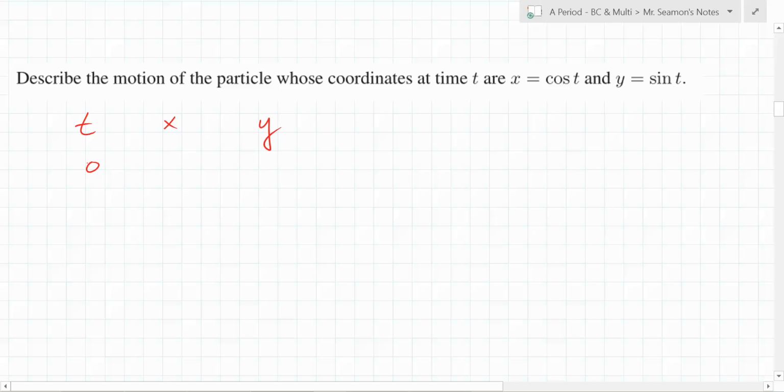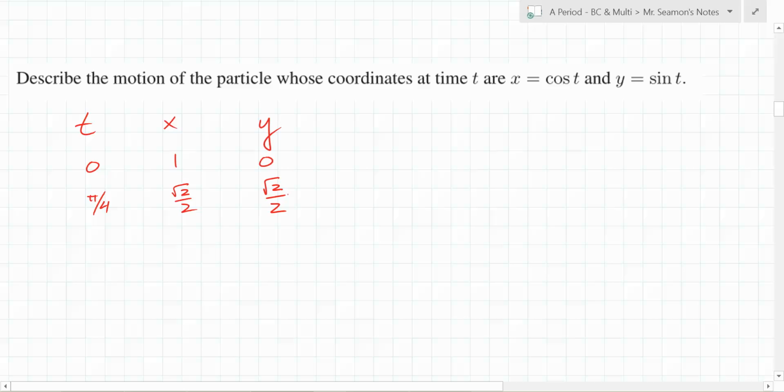If t is 0, what is our x value going to be? 1. So what's our y value going to be? 0. Now we have to be careful about our t values, right? Should we choose 0.1? No, we should probably choose values that are on the unit circle. So we have pi over 4, maybe? Is that okay? So what's the x value going to be? Root 2 over 2, maybe? And then what? Root 2 over 2.